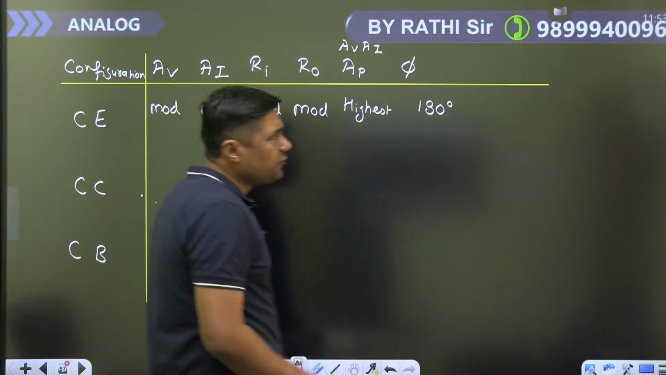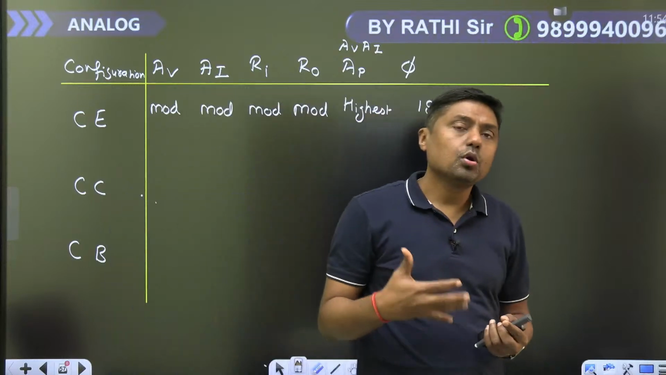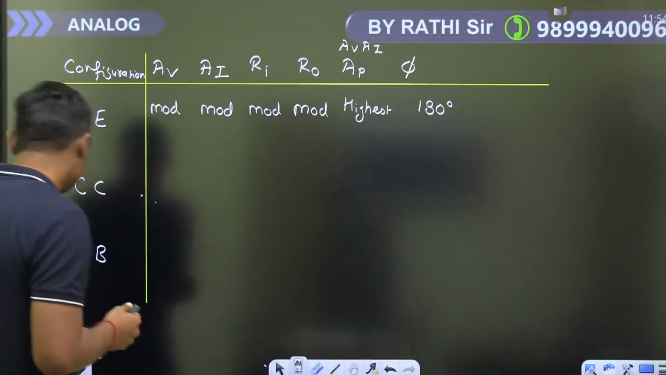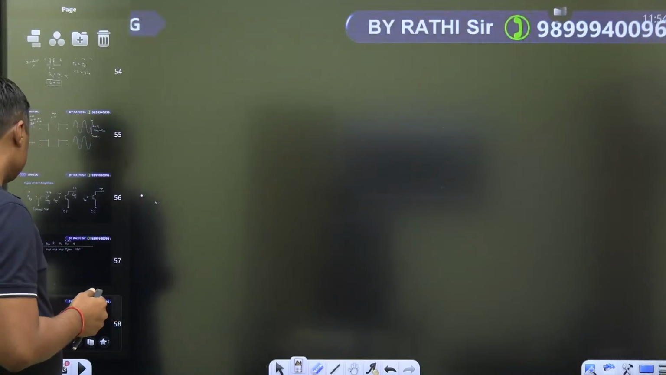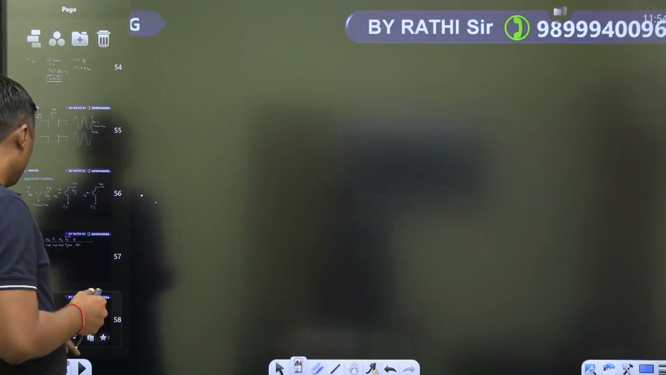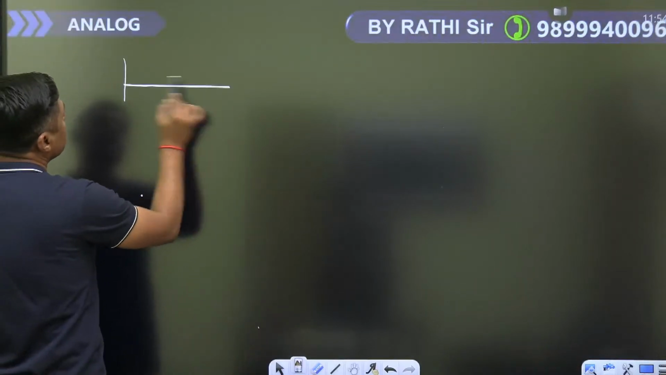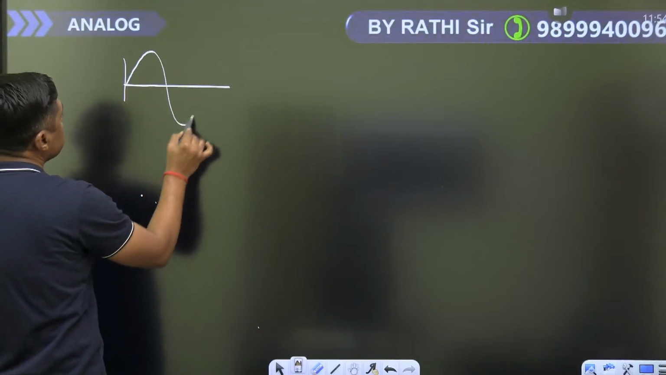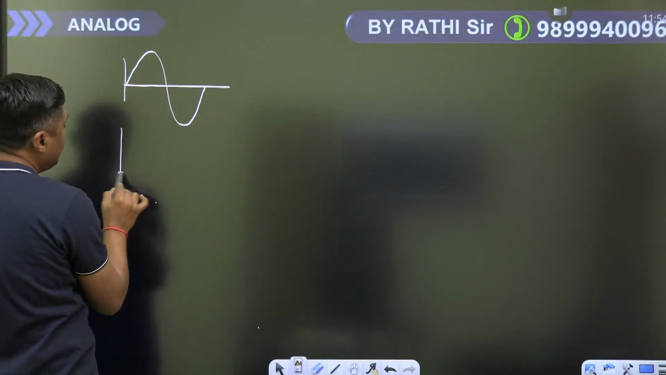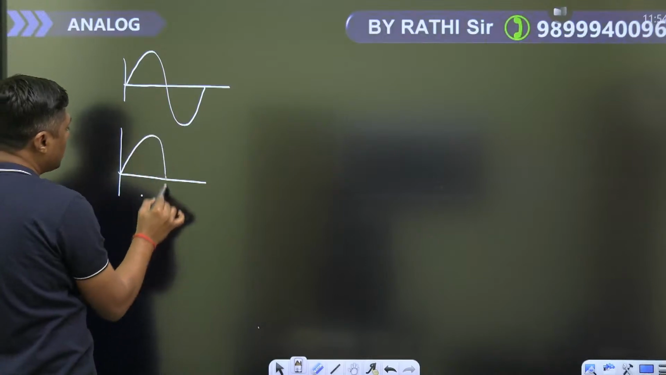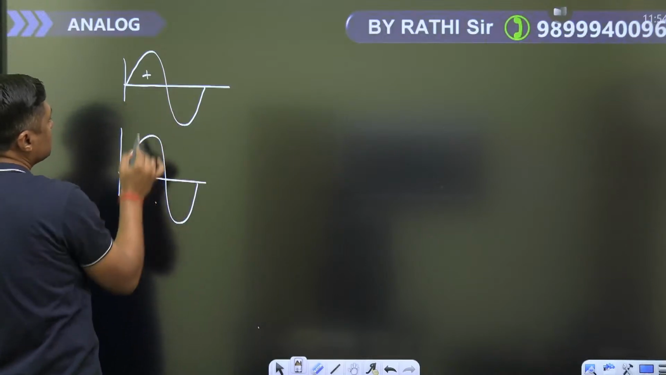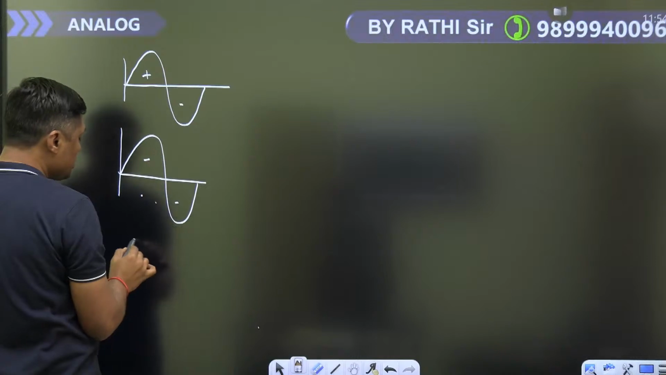What is the meaning of phase shift being 180 degree? Watch it carefully. We are giving a signal like this. If you are getting positive for positive and negative for negative after amplification, then it is called 0 degree phase shift.